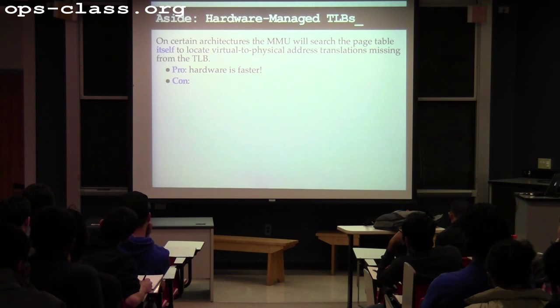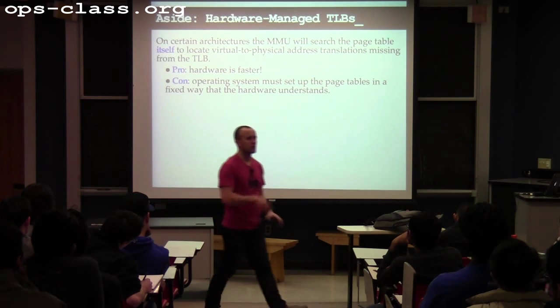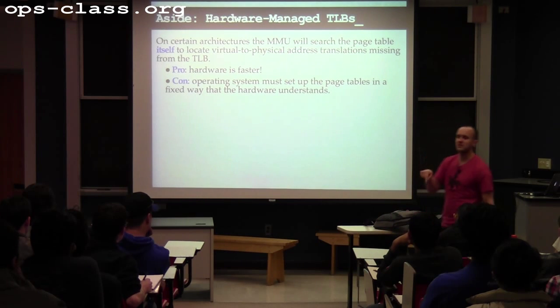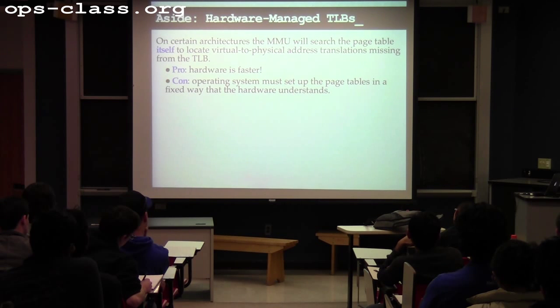The pro of this is that hardware does this faster. Right? Clearly, I don't have to interrupt the operating system. The cons are that the operating system and hardware now start to constrain the format of your page tables. So hardware has to know exactly how your page tables are set up and exactly how to walk through them and find the information it needs, right? So this provides the operating system with no flexibility. For example, if you were on x86, you're like, I'm going to write a linked list page table because that's cool. Nope, can't do it, right? The hardware does not know how to walk that page table.